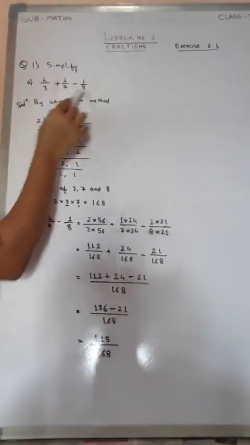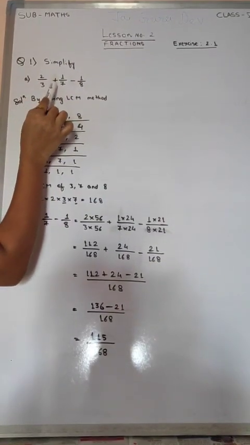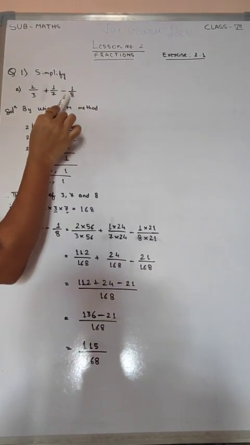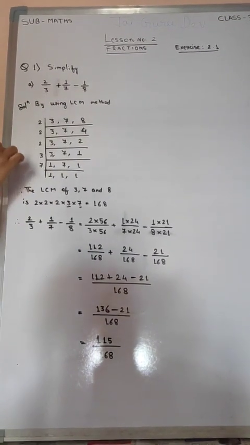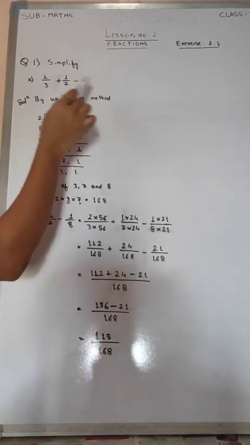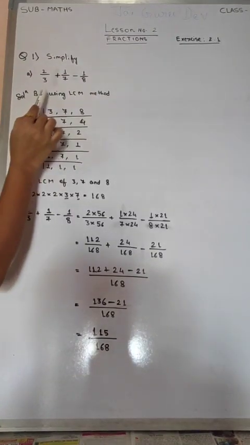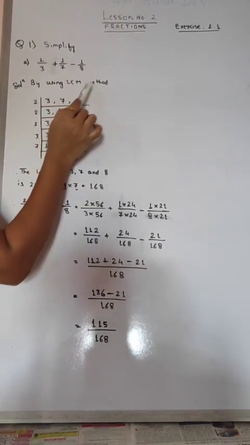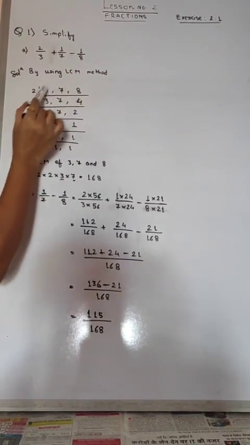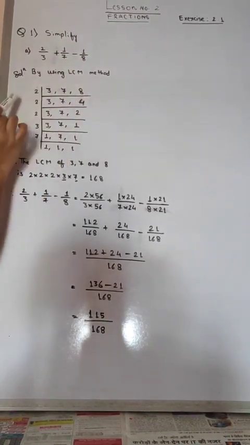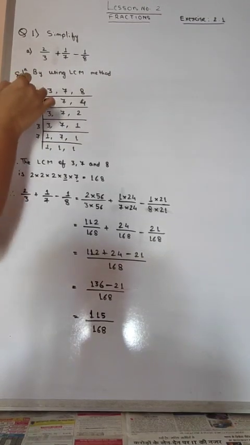Now we have to simplify these three fractions, performing addition and subtraction. First we need a common denominator, the LCM, to perform the addition and subtraction. For that we will use the LCM method. By using the LCM method we have to find the LCM of 3, 7 and 8. To find it, first check the least divisible number.